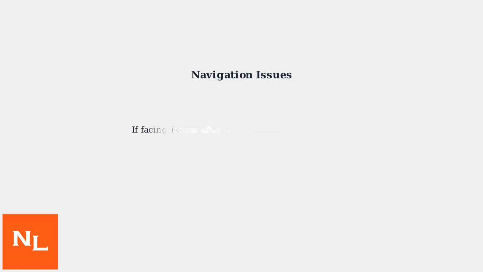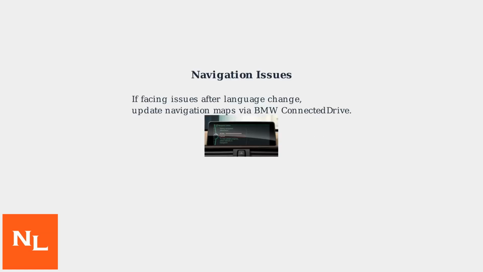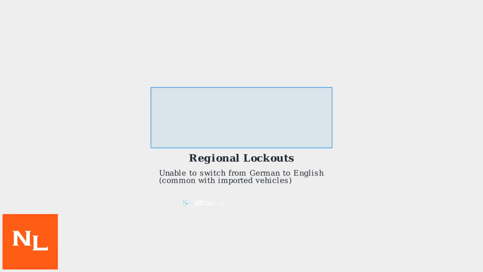If you encounter issues after changing the language, such as navigation problems, ensure your maps are up to date. Use the BMW Connected Drive app to download the latest navigation data, which can resolve compatibility issues between the language setting and map information.